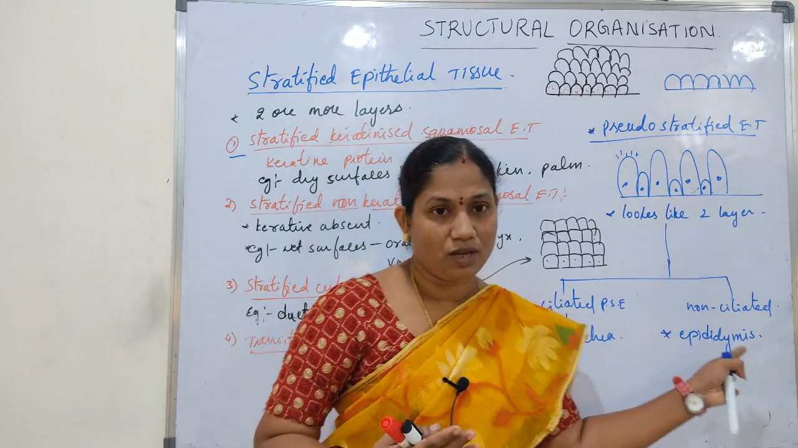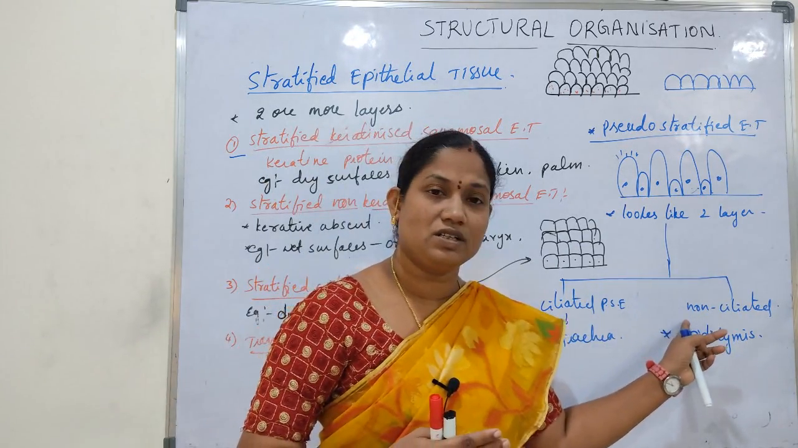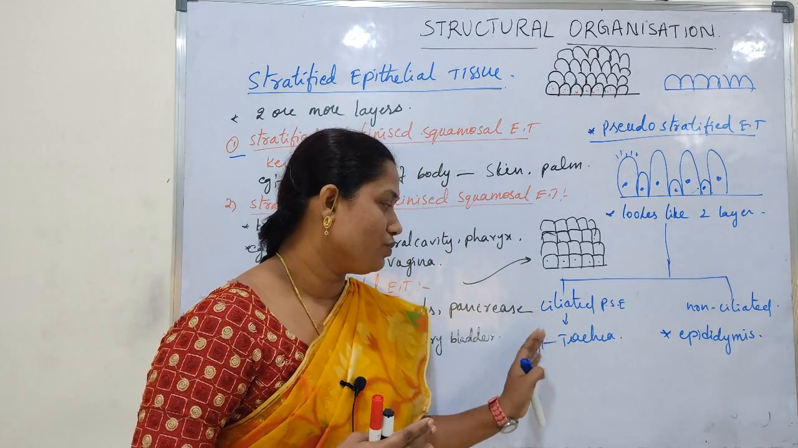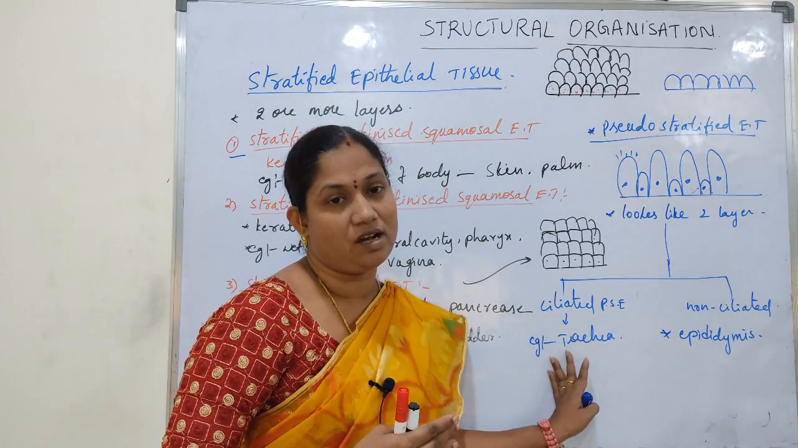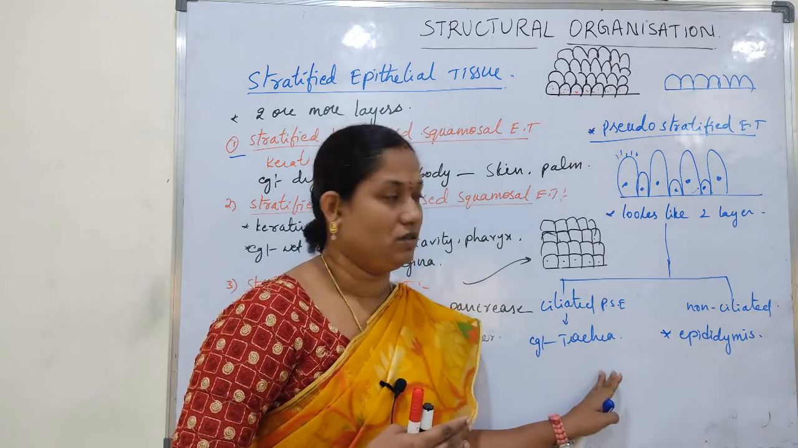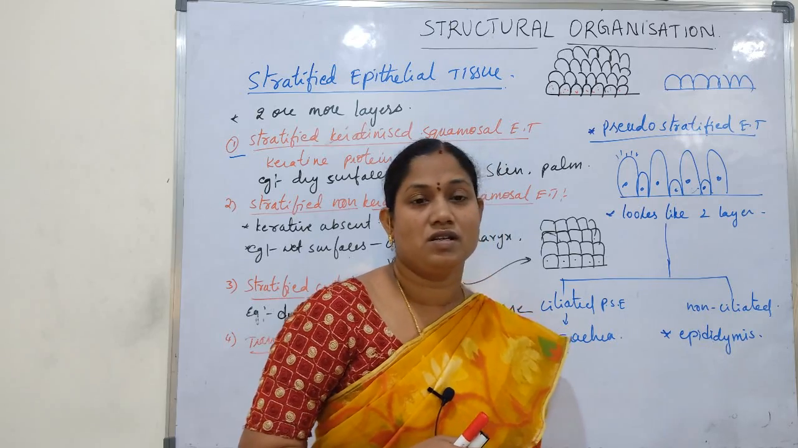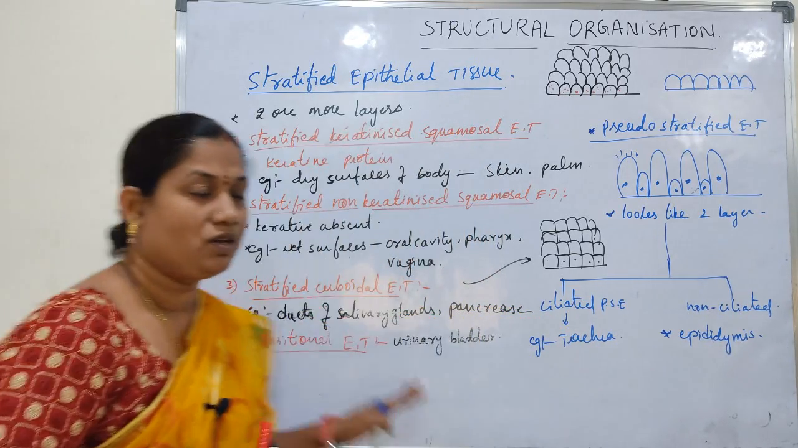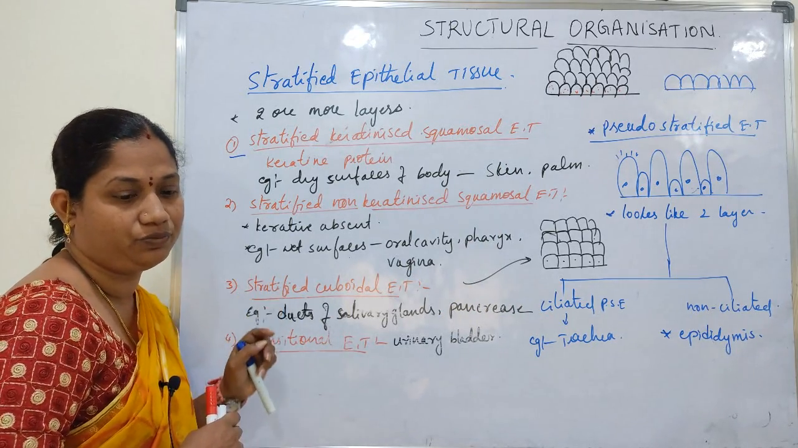It is again of two types: ciliated pseudo-stratified epithelial tissue and non-ciliated pseudo-stratified epithelial tissue. An example of pseudo-stratified epithelial tissue is the trachea. The trachea is lined by ciliated pseudo-stratified epithelial tissue. The epididymis is lined by non-ciliated pseudo-stratified epithelial tissue. Okay, so this is the stratified epithelial tissue.